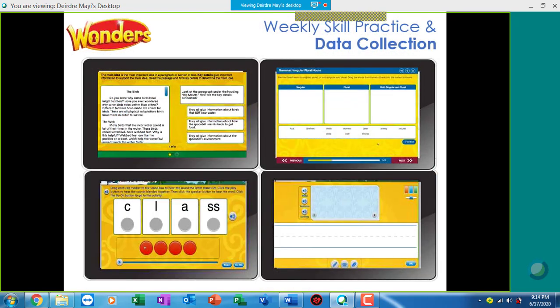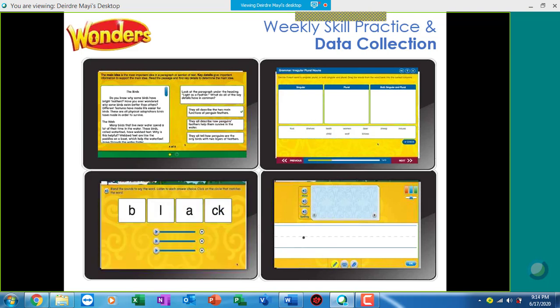Now, we want students to have lots of great opportunities to practice. We want them to practice comprehension skills. We want them to practice foundational skills. All that students learn, we want them to practice. And one of the ways that students will practice with Wonders is through, of course, games.